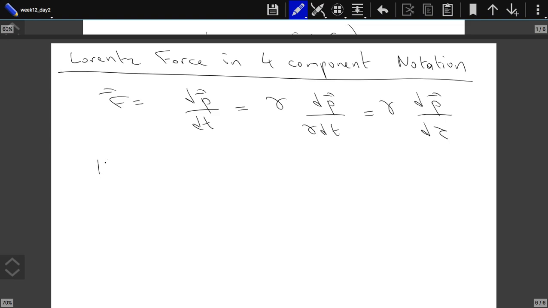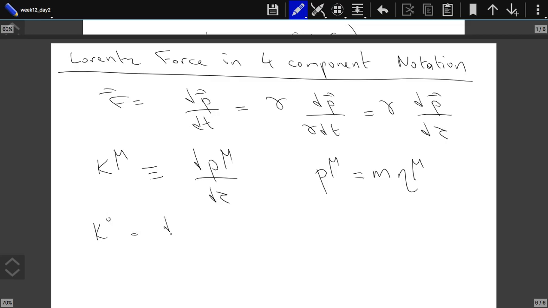So we define this 4-dimensional force as dp mu by d tau. And this p mu, 4 vector, we had defined it, if you remember, it's just m times eta mu. Now, if you write the components of this 4 vector k mu, k0 is dp0 by d tau.